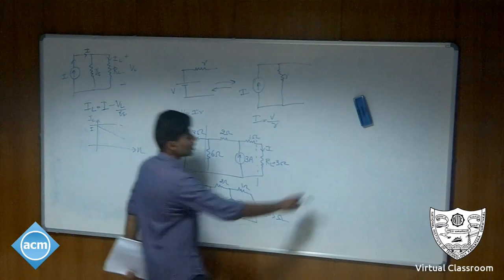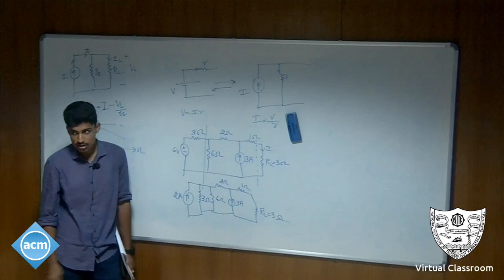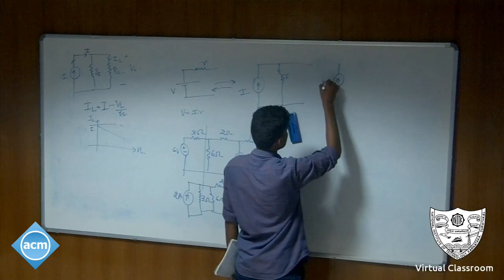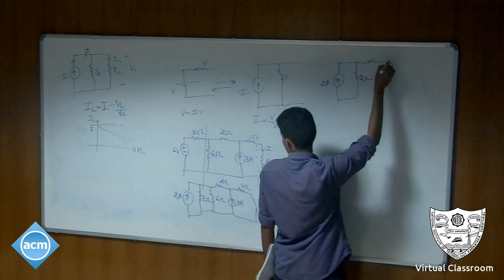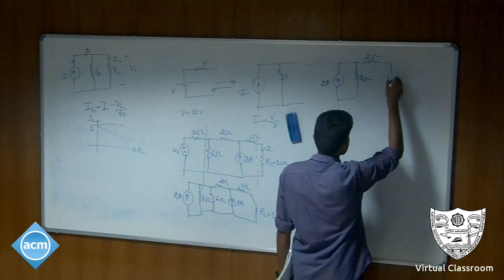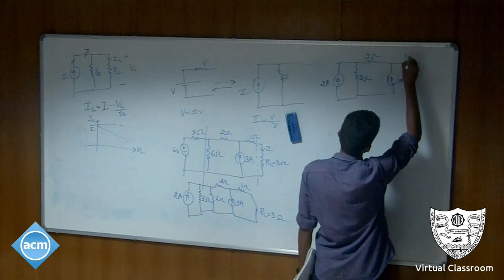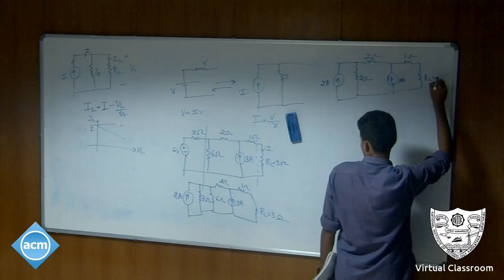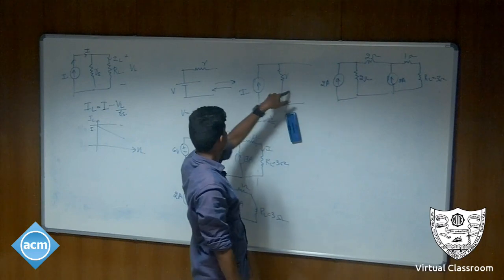So yeah, next transformation. Before this, you can see 3 and 6 are in parallel. So what's the parallelism of 3 and 6 together? 2, yeah. Now I convert this back to 2 ohm, similar to this, I'll convert it back into this.